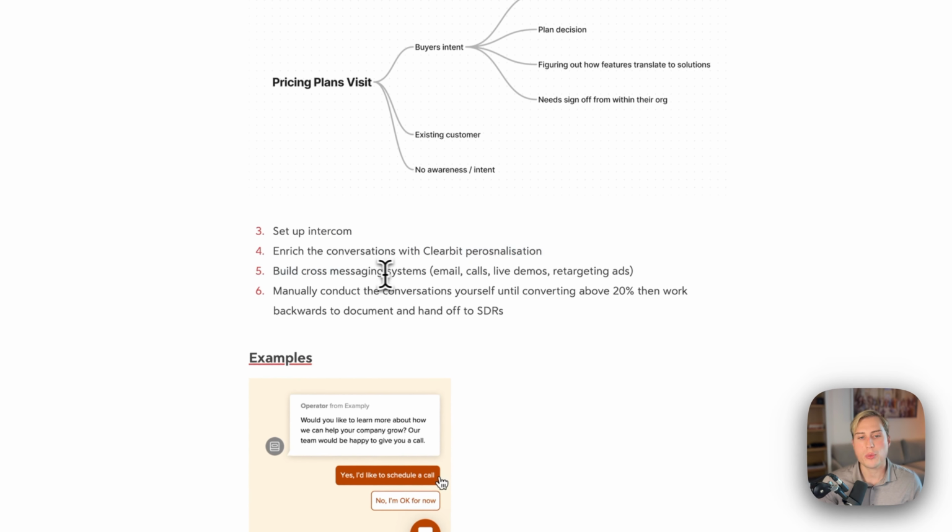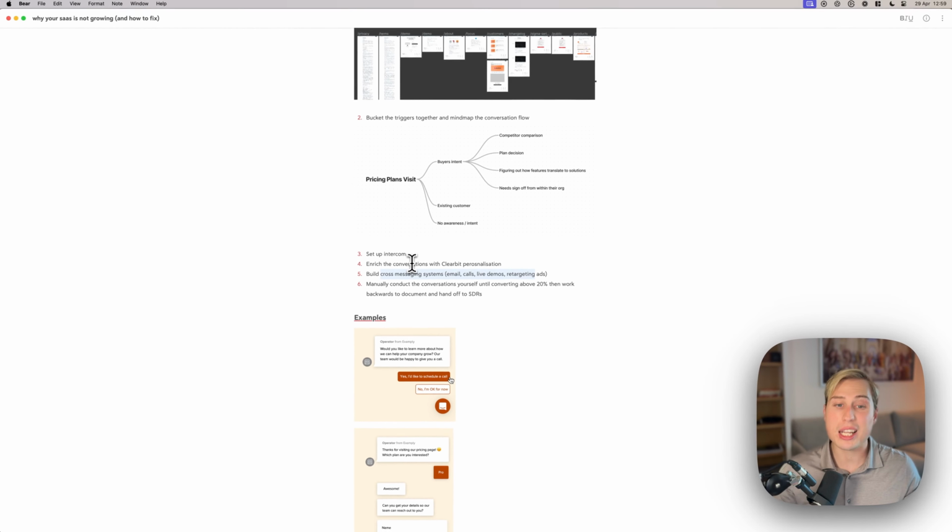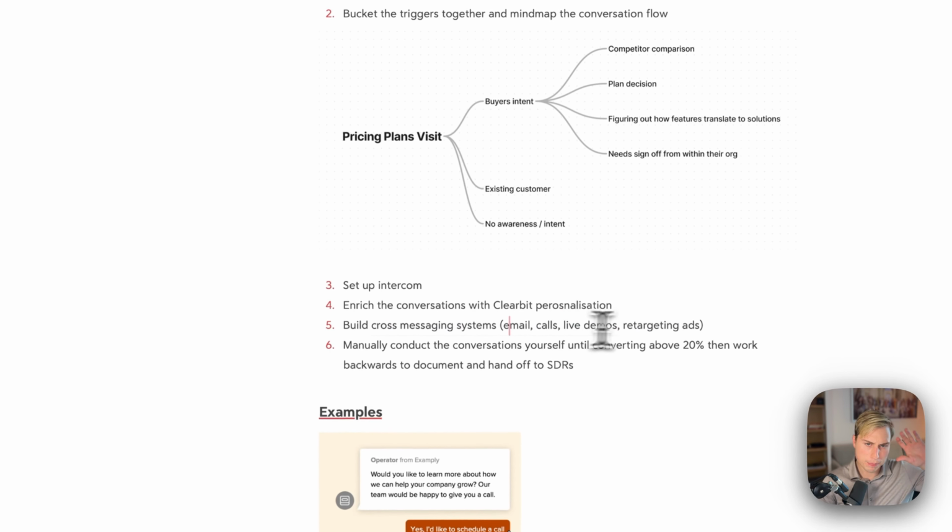Okay. And then what you're going to do is you're going to build cross-messaging systems. So obviously Intercom is going to collect their name and their email. Once you have their name and their email, it should immediately fire cross-messaging. So they should immediately start getting emails from you. It should feed into your retargeting ads. So they start getting retargeted with ads. If you have an outbound sales team, they should immediately be calling them, trying to book demos, etc. So basically it should be integrated into your overall sales stack, if you want to call it that.